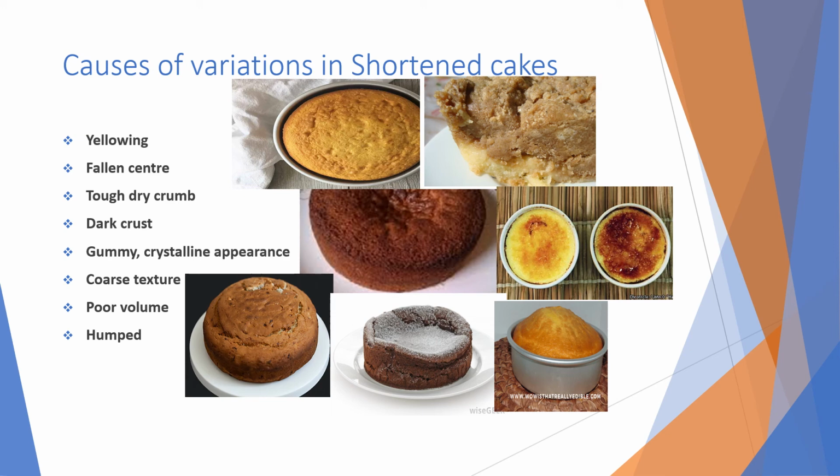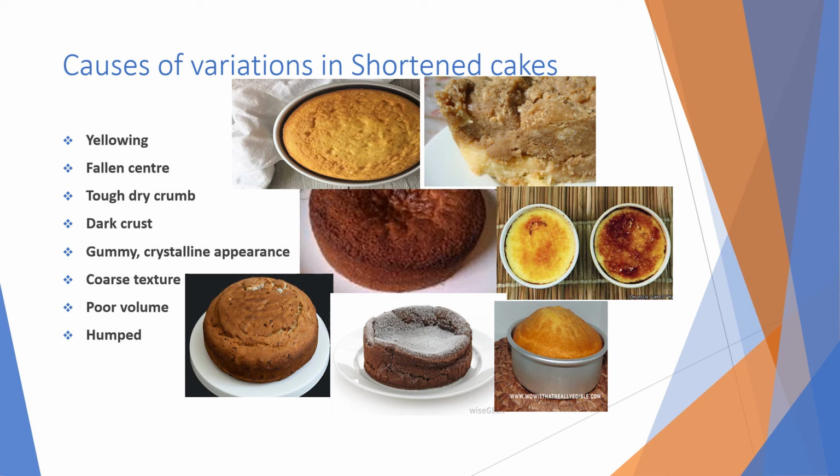The reason for yellowing is that the batter may become alkaline due to the excess of soda. Fallen center could be due to excess sugar, fat, inadequate mixing, excess baking powder, or too low a temperature during baking. It may be tough, dry, and crumbly because of the usage of too much flour, too much egg, too little fat, too little sugar, or too much mixing.